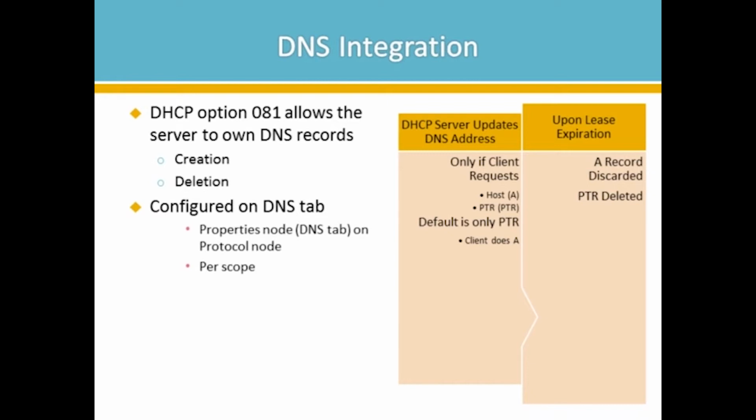Now, we have DHCP server that updates a DNS client. This is only if the client address requests it. It can do the host record, the pointer record. The default could be only the pointer record, and the client will actually do its host record or its A record. But upon lease expiration, the record gets discarded, and so does the pointer record.